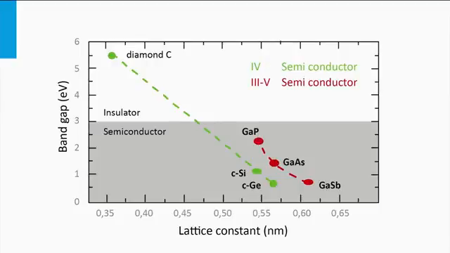Let's consider the 3-5 materials based on gallium, like gallium phosphide, gallium arsenide and gallium antimonide. Again, the larger the lattice constant of the material, the smaller the band gap will be. Gallium phosphide has the smallest lattice constant and therefore the largest band gap.